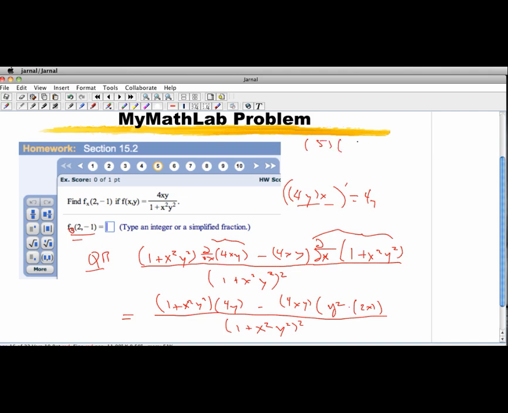Four times y is -4. 4xy is -8. Y squared is 1, and 2x is 4. So 4. And that's all divided by this denominator. Well, the denominator is 1 plus x squared y squared. We already did that. That was 5. 5 squared, so 25. So that's the number.